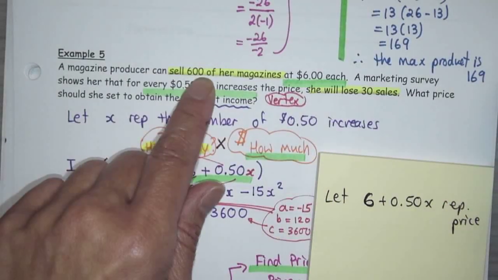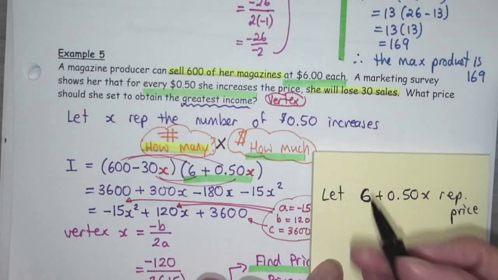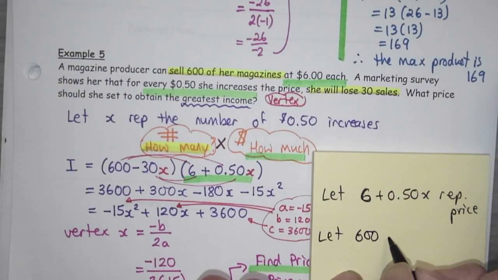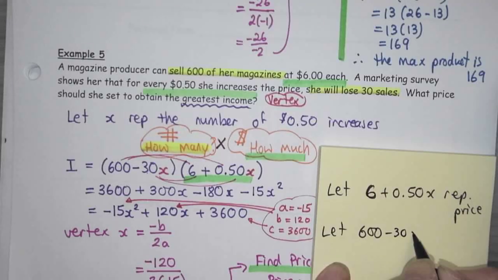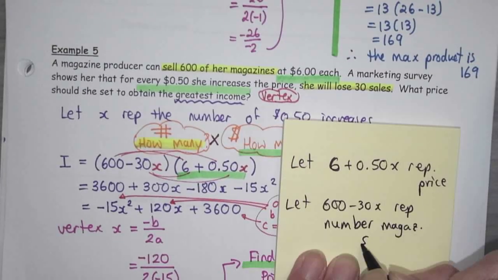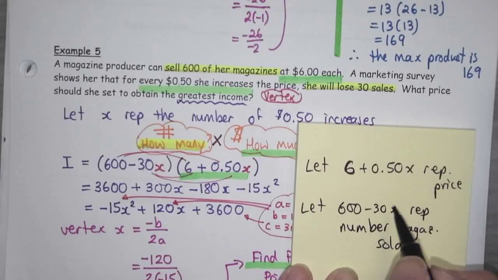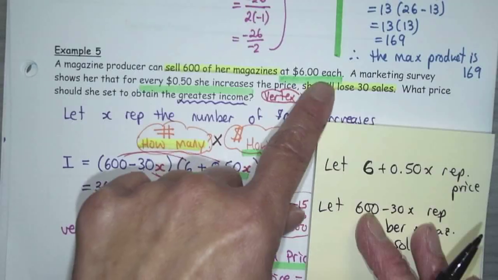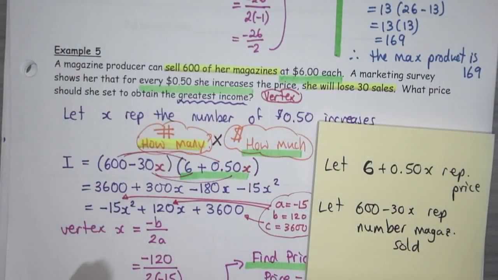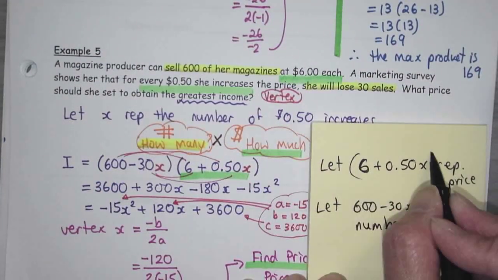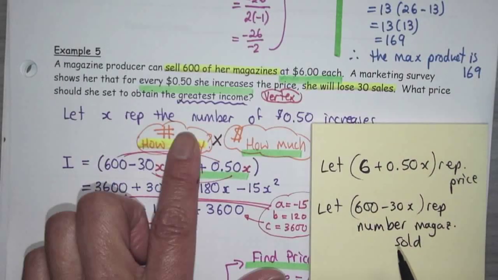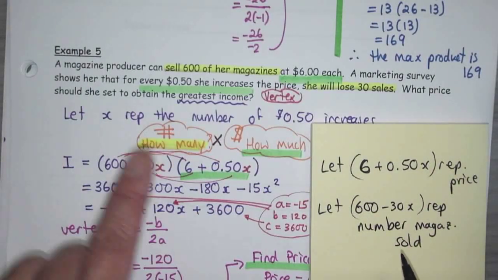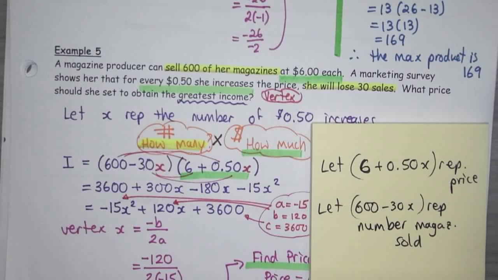Yes, and 600 magazines and 30 sales is let 600 minus 30x represent number of magazines sold, right? So this is the number. The part here I did in the highlighter, 600 and that. The part I underlined here is the price. So you don't have to state that. You can, so these two brackets you can do as a let statement instead of this, but you can also do the X which connects the two.